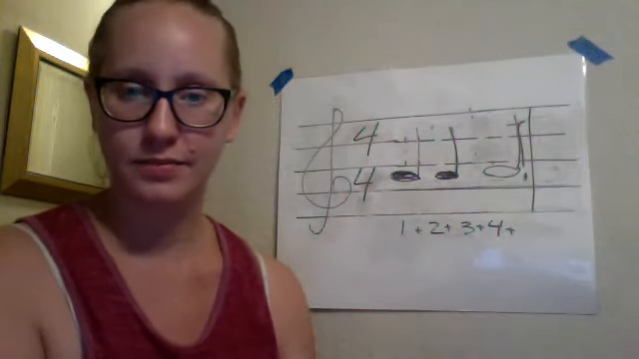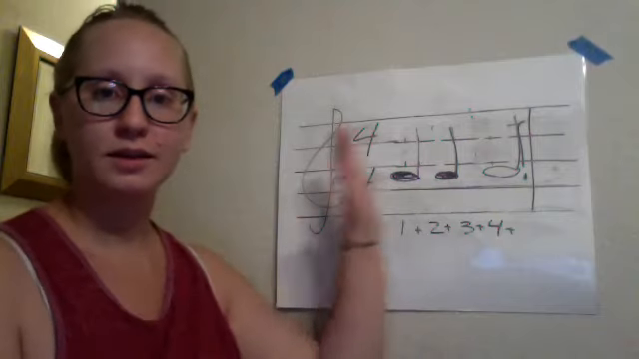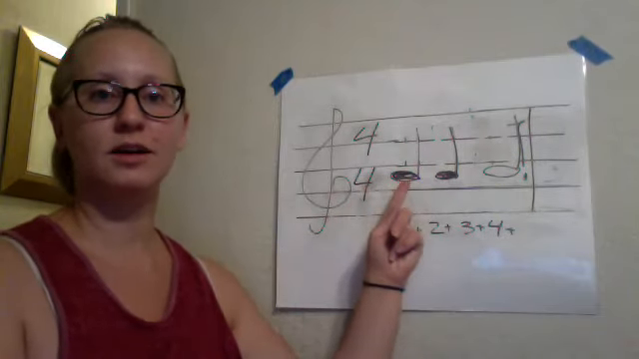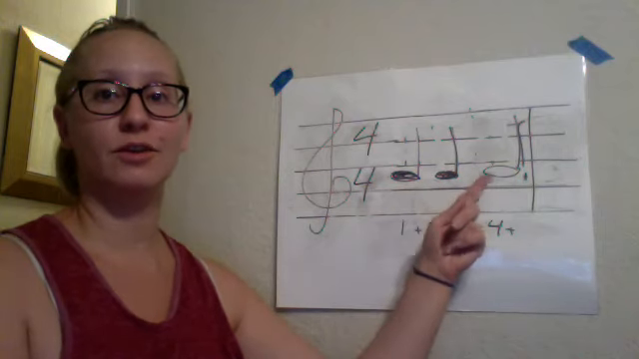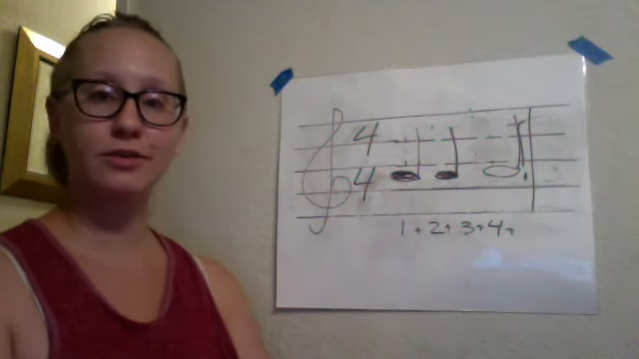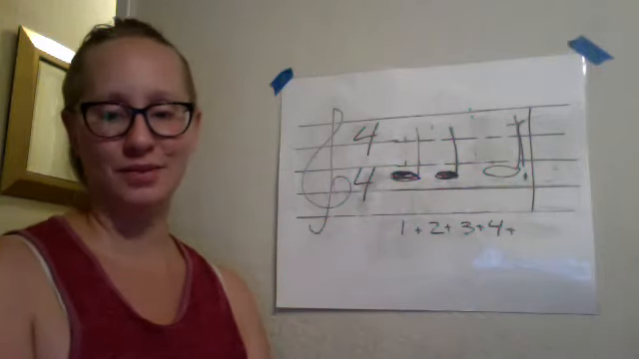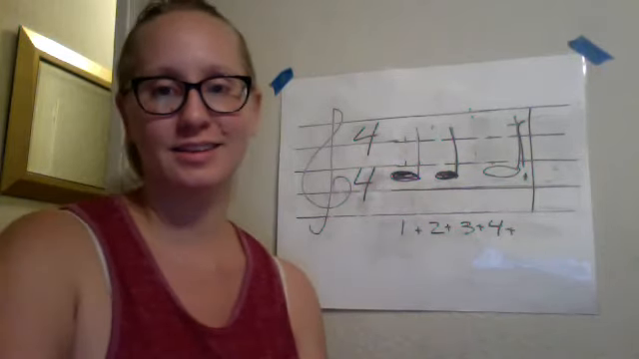And just for review: staff is the lines, treble clef, time signature, quarter note, half note, whole note, eighth notes. The measure is the space between the bars. Okay? And that's everything for this week.